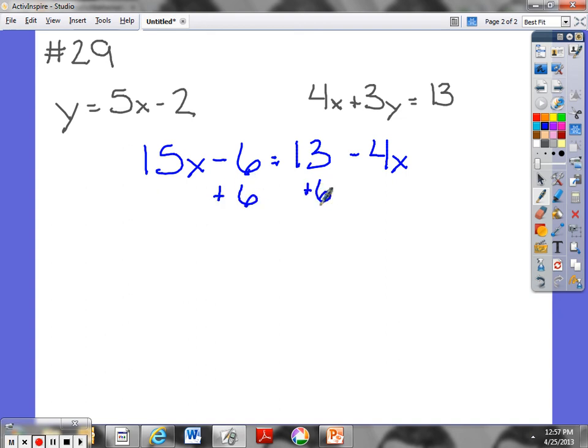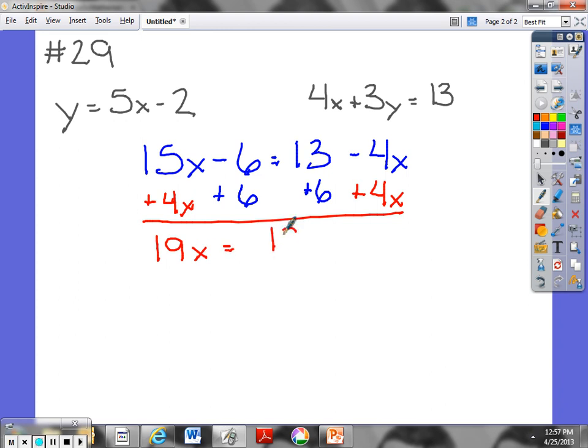Because I'm doing two different terms here, I could keep this all together. So I'm going to now add 4x to both sides. Come across, I now have 19x is equal to 19. Oh, this is great. Cancel out, divide both sides by 19. Hey, I have x is equal to 1.